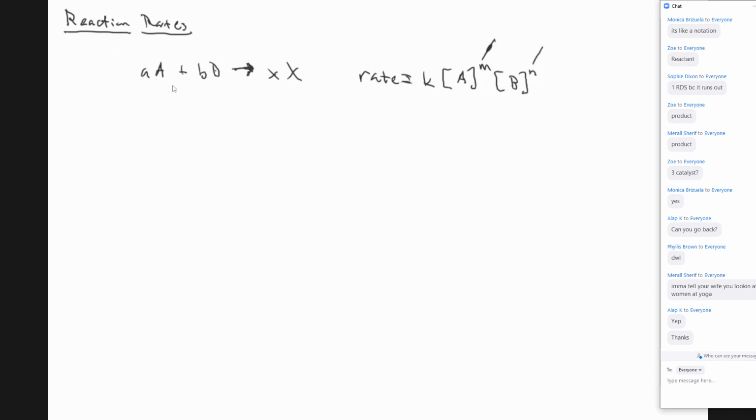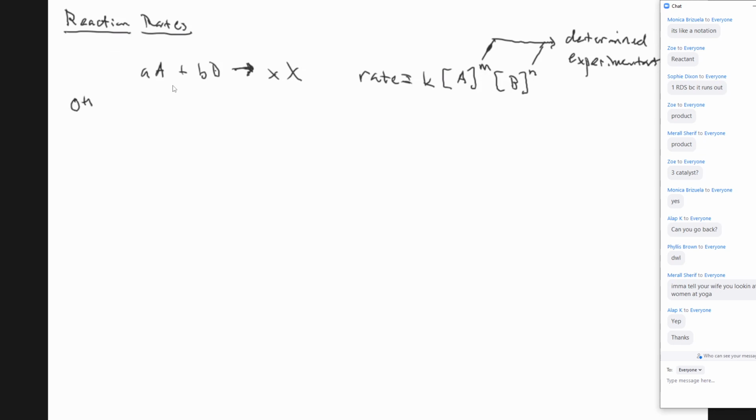Both these exponents are determined by experimentation, i.e. they'll give you a table, and as you change the reactants in your system, how does that affect the reaction rate? They'll give you a data table with that. So, depending on how many reactants are needed, they're broken up into these types of systems.